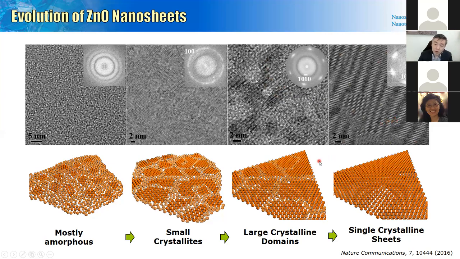Right, so this is an oriented attachment process. This process is commonly seen in many solution-based growth processes, particularly nanoparticles and nanowires. But for this thin sheet growth, this is the first time it has been reported. Because there is a certain freedom in the surfactant, the supporting substrate allows the crystal to rotate. This gives the crystals the capability to align themselves and form a single crystalline sheet.